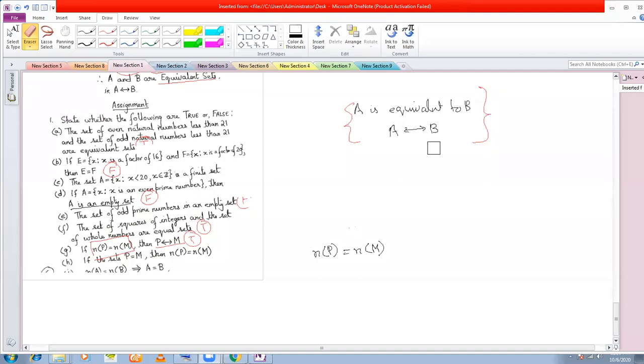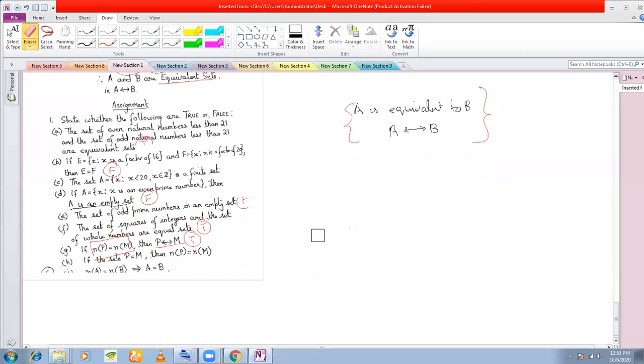If the sets P equals M, then the cardinality of P equals the cardinality of M. So I think it's true. Why? Because if P equals M, then can I write it? So it's the equal sets. What if P is equal to M? What if the set P looks like this?